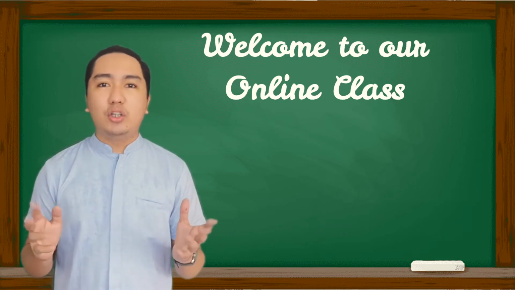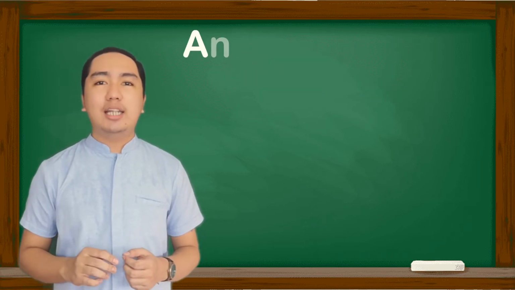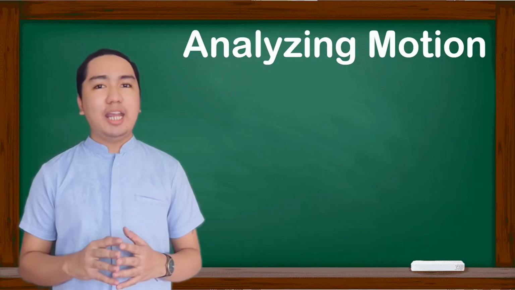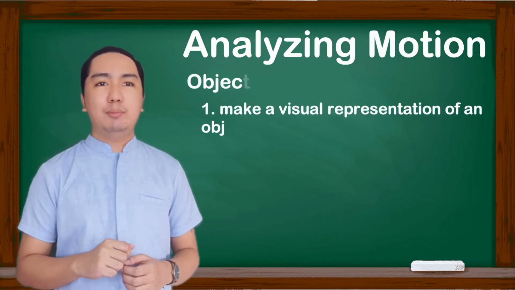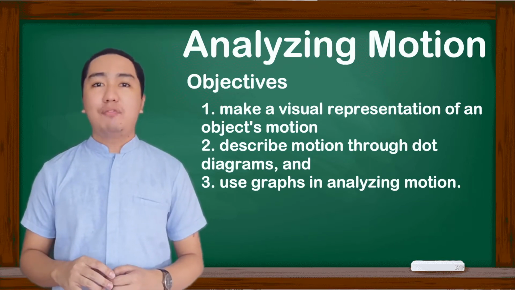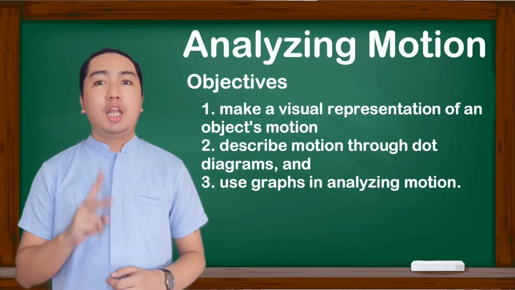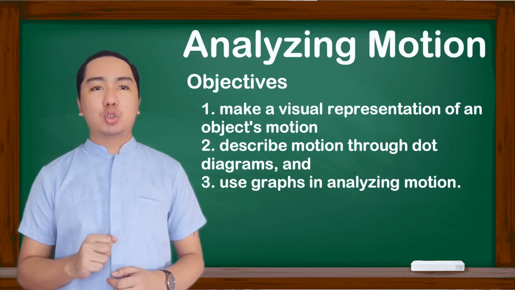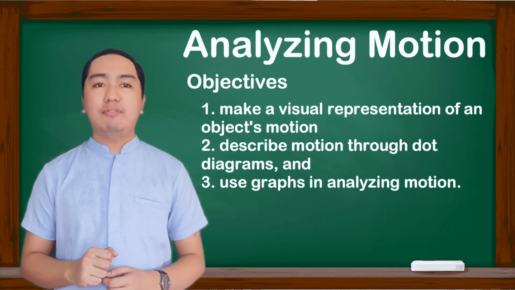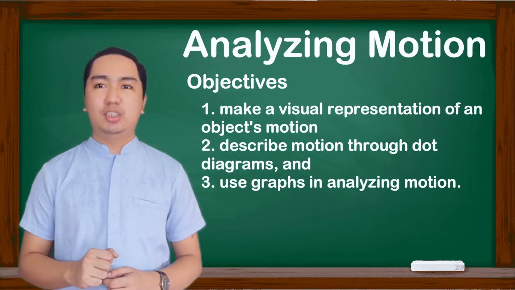For today's lesson, I will teach you how to analyze motion. We have our objectives. At the end of the lesson, you should be able to, number 1, make a visual representation of an object's motion. Number 2, describe motion through dot diagrams. And number 3, use graphs in analyzing motion.